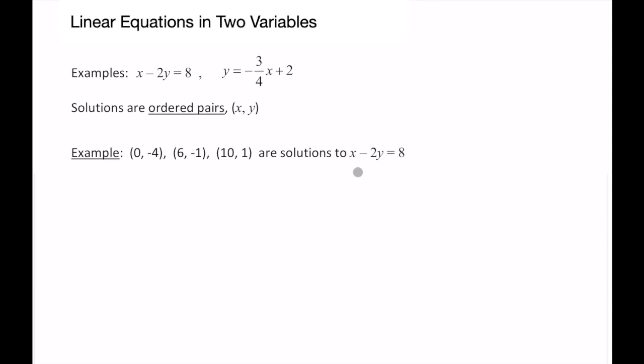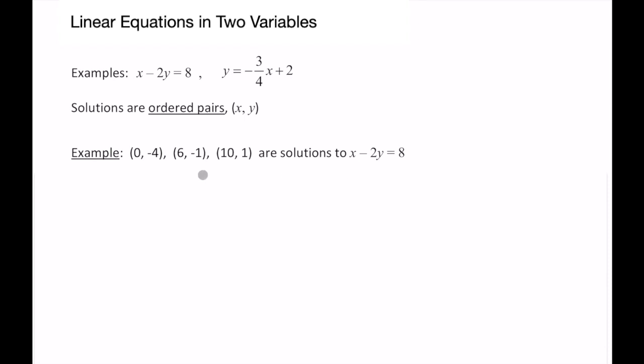When x is equal to 0 and y is equal to -4, we get 0 minus 2 times -4, and -2 times -4 is equal to +8. So this ordered pair is a solution. And you can check the other two ordered pairs in the same way. When x is equal to 10 and y is equal to 1, we get 10 minus 2 times 1, or 10 minus 2 is equal to 8.